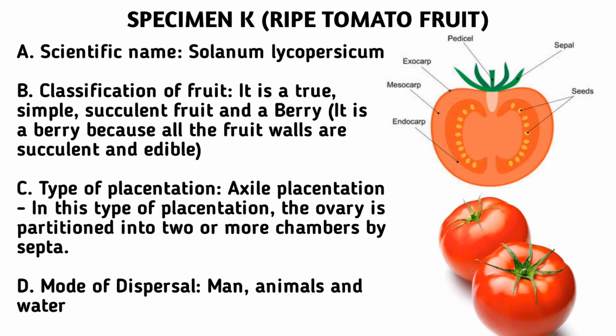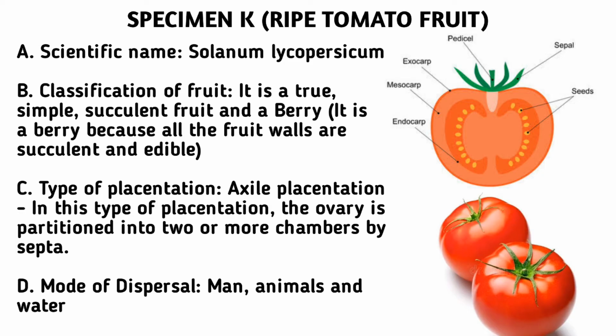Next, they could ask you what is the placentation. It has what's called an axial placentation. They could ask you what is the type of placentation, and it has the axial placentation. Then the ovary is attached to the partition in two or more chambers. If you check the tomato, it has several chambers, just like the orange. So the seeds are found within that chamber.